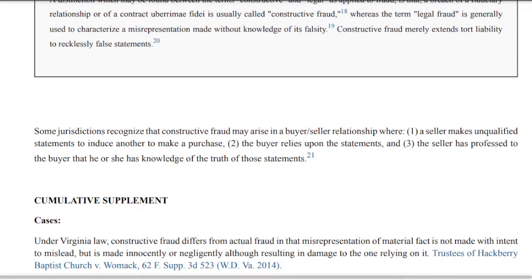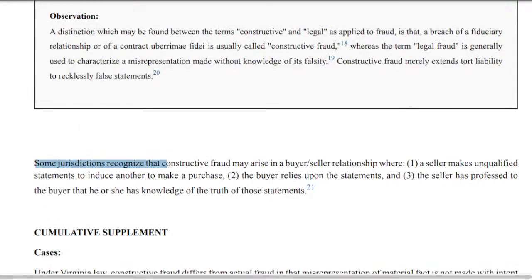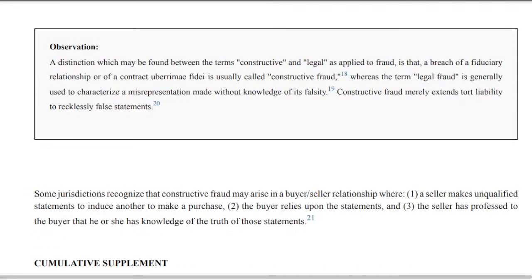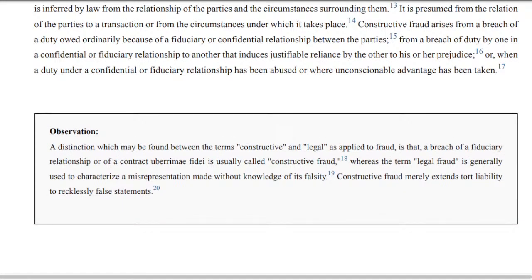So some jurisdictions recognize, we already read this, right? Let's read this again because the observations are always good. A distinction which may be found between the terms constructive and legal, as applied to fraud, is that a breach of fiduciary relationship or of a contract.